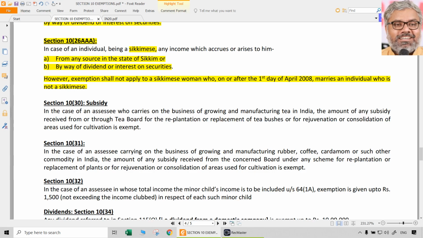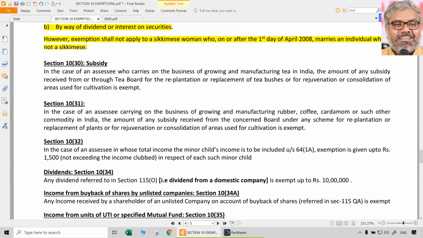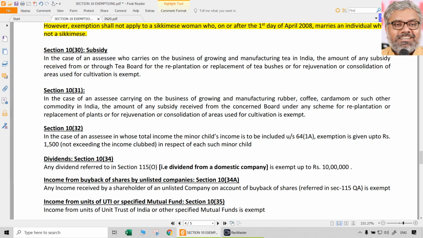One time it was asked for 2 marks: what are the benefits granted to an individual belonging to the state of Sikkim? A simple 2 marks question. This is exactly how to write it, and if you remember the section number, you write it, otherwise no. Easy to remember, 26AAA under section 10. Income earned by an individual belonging to the state of Sikkim from any source within the state of Sikkim, or by way of interest or dividend, is exempt. The only condition here is that for a Sikkimese woman who marries a non-Sikkimese person on or after 1/4/2008, this exemption is not applicable. That's all.